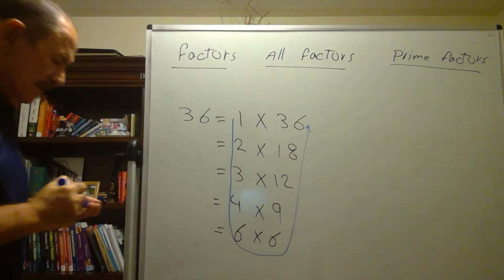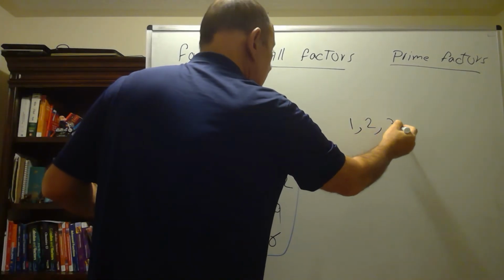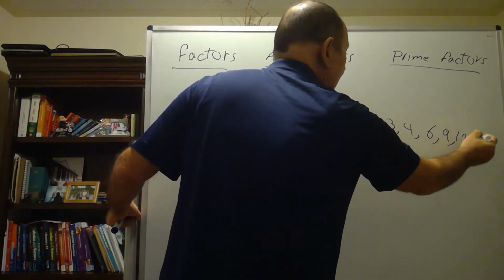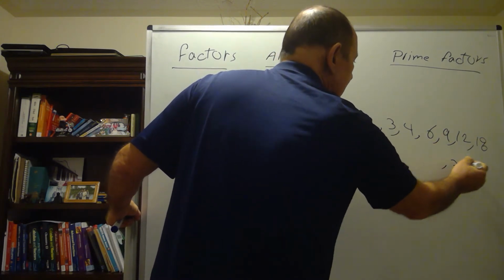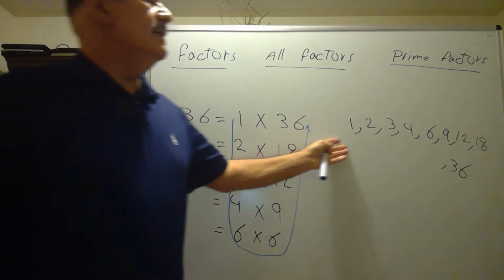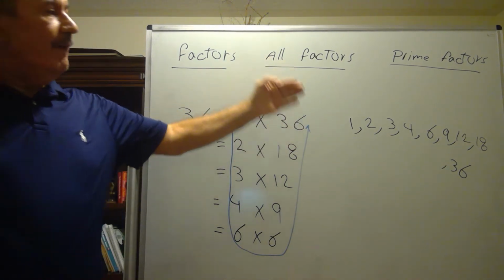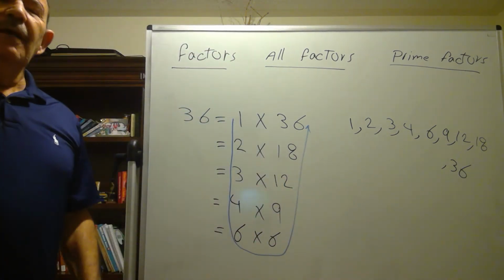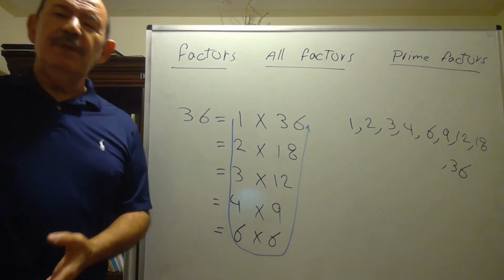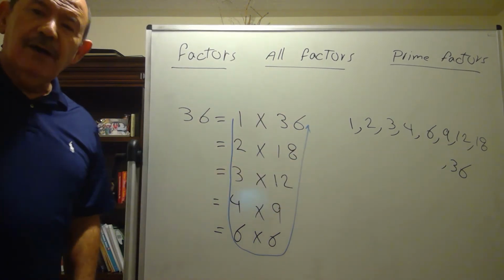All factors of 36 are 1, 2, 3, 4, 6, 9, 12, 18, and 36. Can you see? I found all the factors of 36 without skipping any. As I told you, it's very important that when we are looking for all factors, we don't skip any of the factors, because if we skip one of them, maybe the one we are skipping is the answer that we are looking for. This is about how we can find all factors.